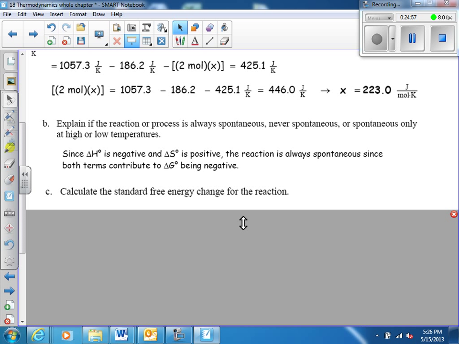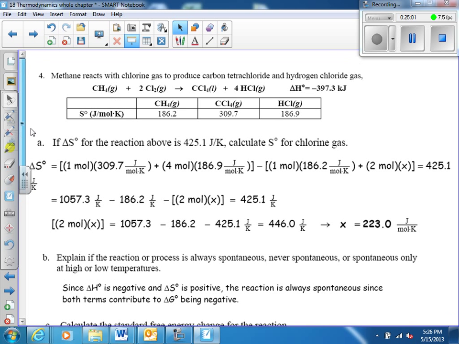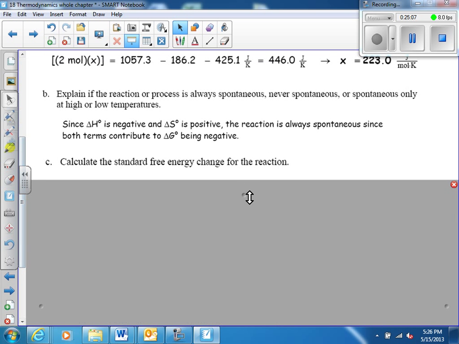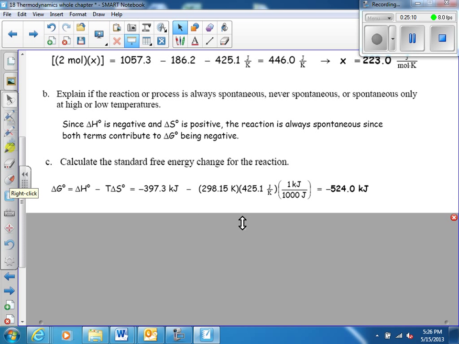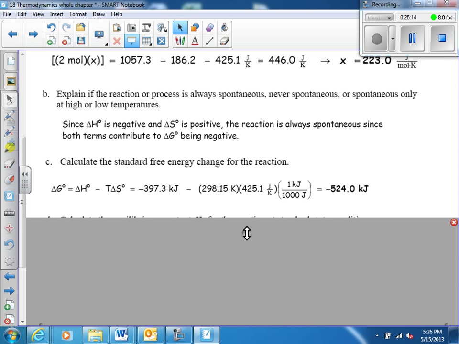Calculate delta G. We're just going to use the equation delta G is delta H minus T delta S. Be very careful with your units. These are in kilojoules. These are in joules. You want to make sure you do not mix units in your answer. So we just plug into our delta G is delta H minus T delta S equation.